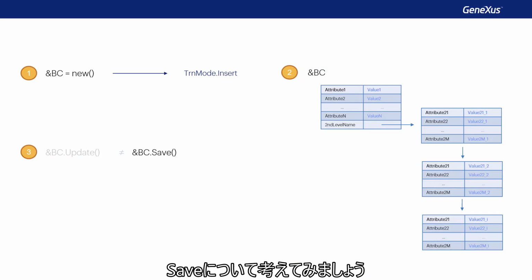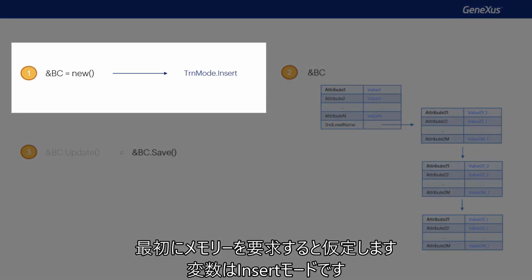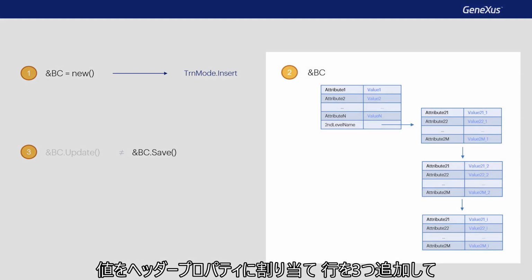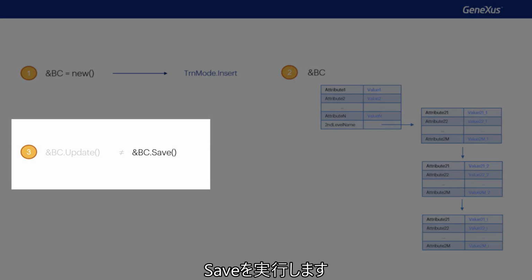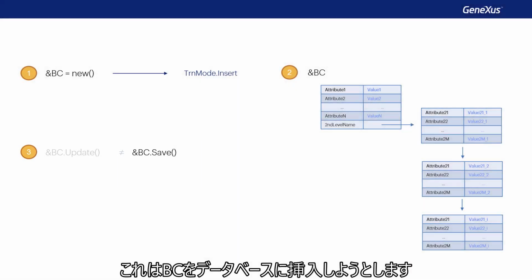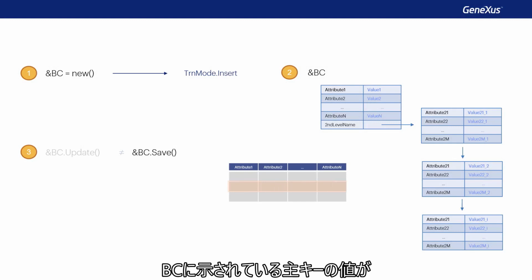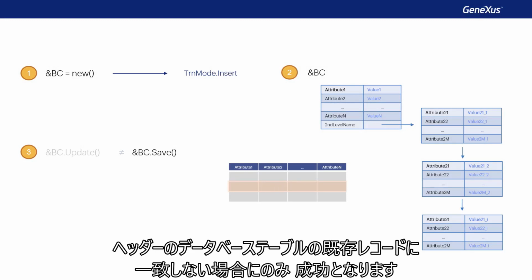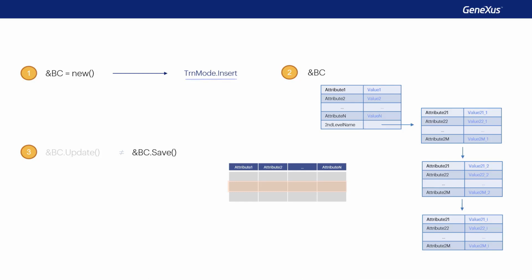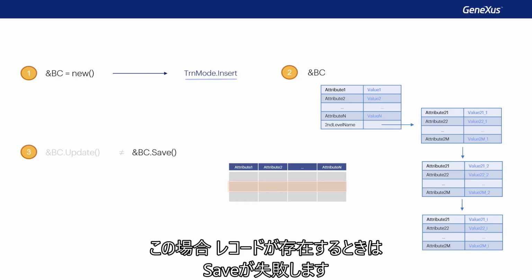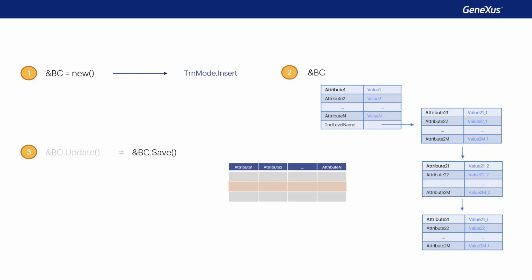Let's think about save. Suppose we first request memory, so the variable is in insert mode. Then we assign values to the header properties and add 3 lines, and execute the save. It'll try to insert the BC into the database, which can only be successful if the values indicated in the BC for the primary key do not correspond to an existing record in the database table for the header. Remember that the save method will always try to do the operation that corresponds to the mode in which the variable is in. In this case, if the record existed, the save would fail.